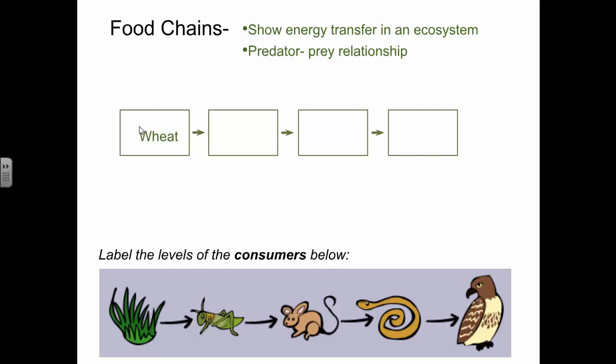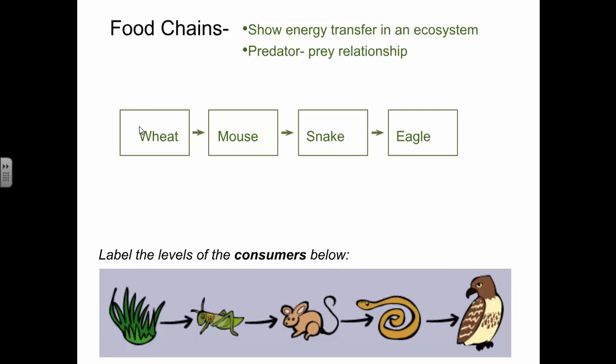So let's look at an example. Let's say we have a wheat plant growing in a field. Where does it get its energy? The sun. We don't include the sun in a food chain because it's not an organism. It's not a living thing. And then we draw arrows to show how the energy is moving from one organism to another. So let's say a mouse eats that wheat. Energy went from the wheat to the mouse. And then let's say a snake eats that mouse. Energy went from the mouse to the snake. And then an eagle eats that snake. The arrows are showing how the energy is moving in this ecosystem.